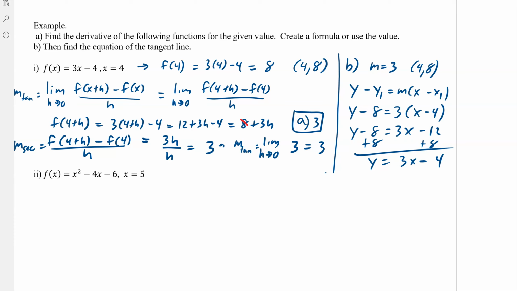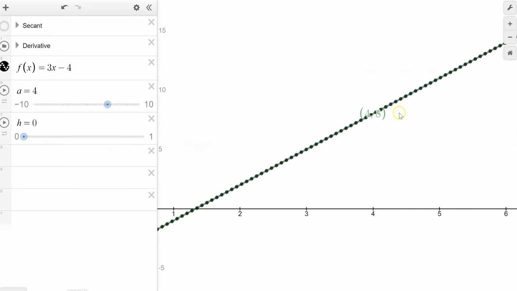Look familiar? Yeah, we started with the line. So of course the tangent line would be the line itself. So you can see it already is the line y equals 3x minus 4, but I just wanted to use that one as an example because it's a very quick example.